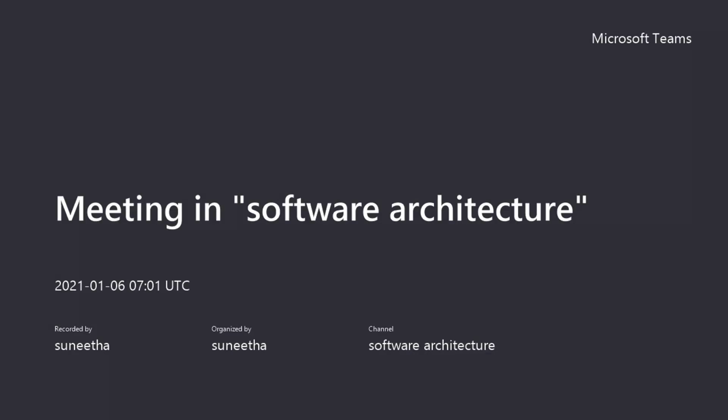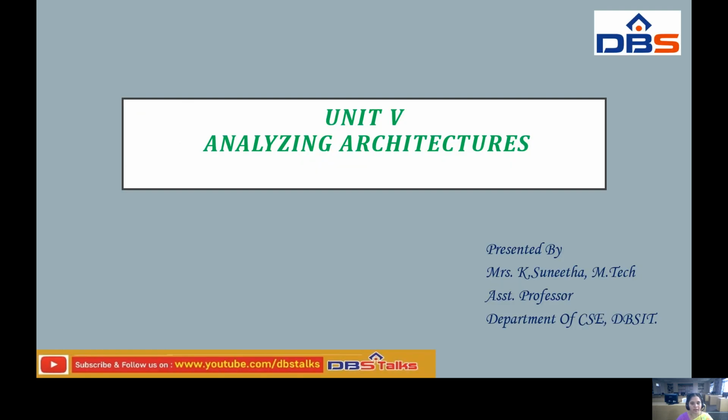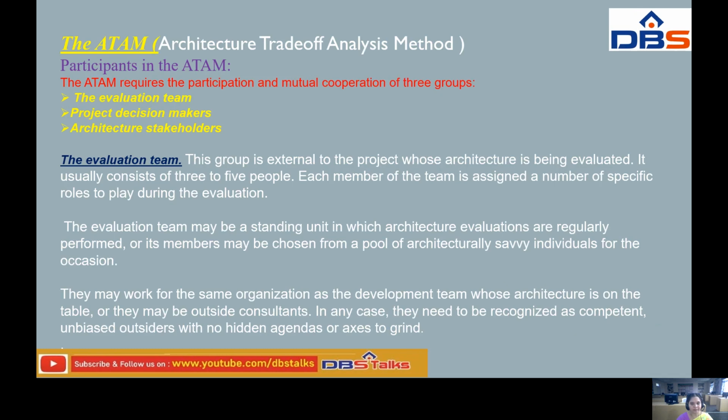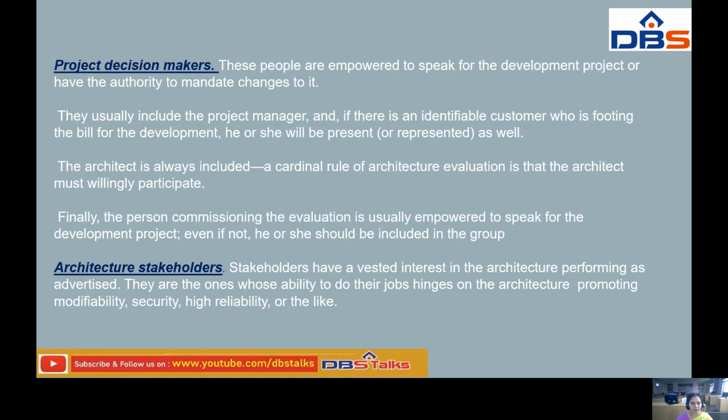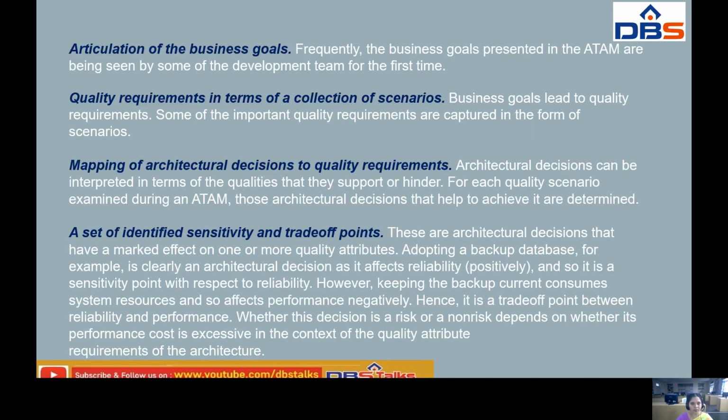Morning, one and all. In the last class, we discussed the introduction regarding the ATAM and the participants in the ATAM. We have three types of participants: the evaluation team, project decision makers, and architectural stakeholders. We also discussed the outputs of the ATAM, the different perspectives, and what we expect as outputs of the particular ATAM system. We discussed each and every one.